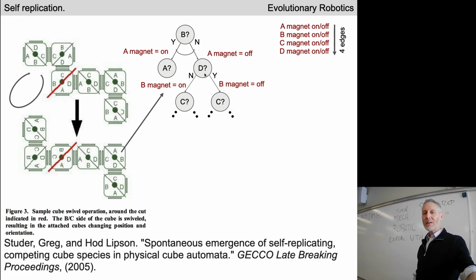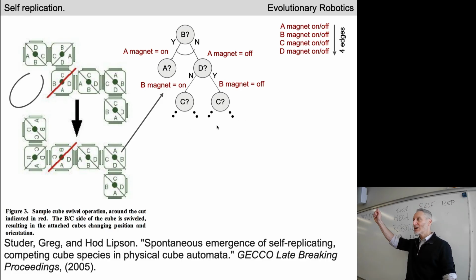Now we get down here. Here we're asking, does this particular square have a D neighbor? We look at the D edge. Yes, there is a neighbor on the D side. So in this case, we follow the yes edge and we turn the B magnet off. We follow left or right. As we go down, we're switching the electromagnet on or off.